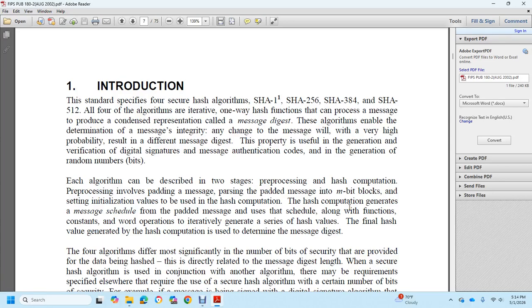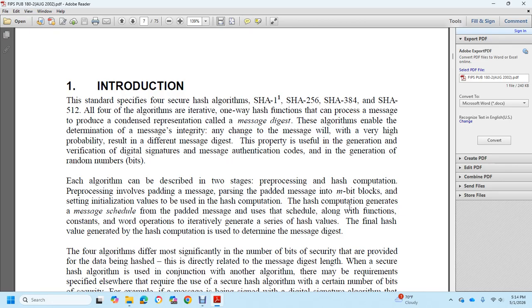Introduction. The standard specifies secure hash algorithms SHA-1, SHA-256, SHA-384, and SHA-512. All four algorithms are iterative, one-way hash functions that can process a message to produce a condensed representation called a message digest. These algorithms enable the determination of a message's integrity.